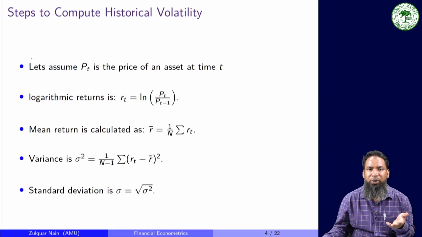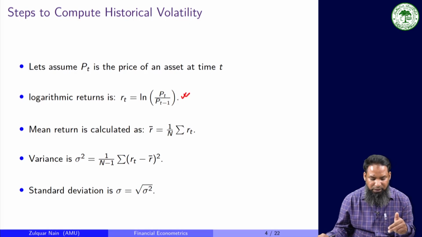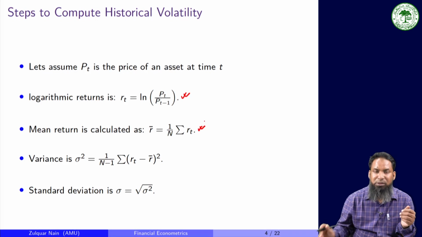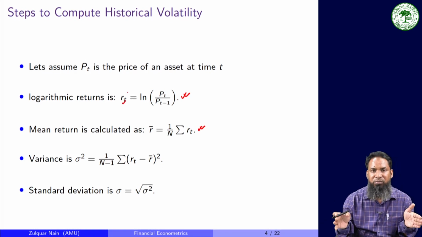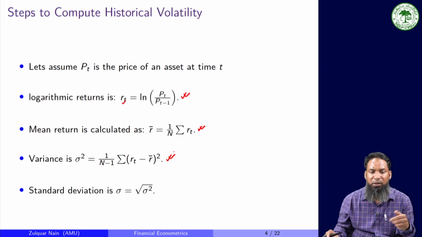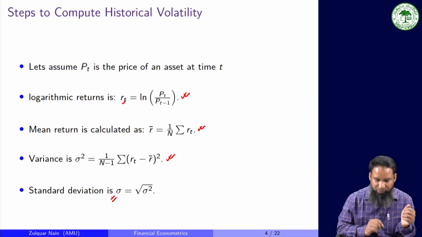So, how do we calculate it? There are certain steps we follow. First, let us assume P_t is the price of an asset. Then we take the return of that asset using the logarithmic form, log. Then we calculate the mean, which is nothing but the average of the returns we have calculated over a specified period of time. Then we calculate the variance using this particular formula. If you take the square root, that becomes the standard deviation.